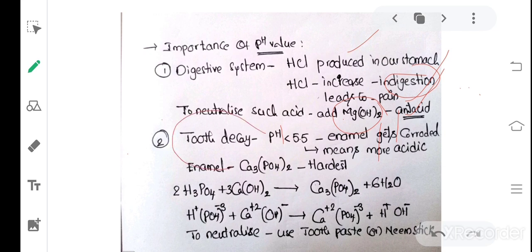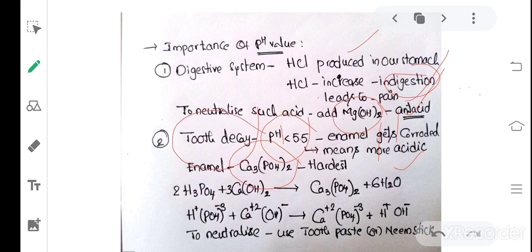Next one is tooth decay. When pH is less than 5.5, the enamel coating on the teeth gets corroded. It is going to spoil. pH less than 5.5 means it is more acidic. The enamel is made up of Ca3(PO4)2, calcium phosphate. This is the hardest substance.